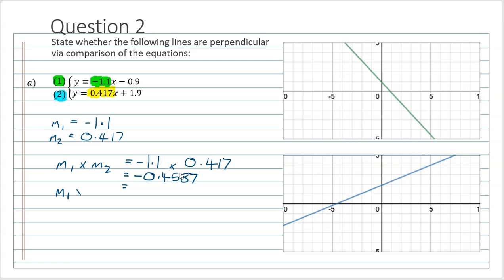Therefore, m1 times m2 does not equal negative 1. Therefore, lines 1 and 2 are not perpendicular.